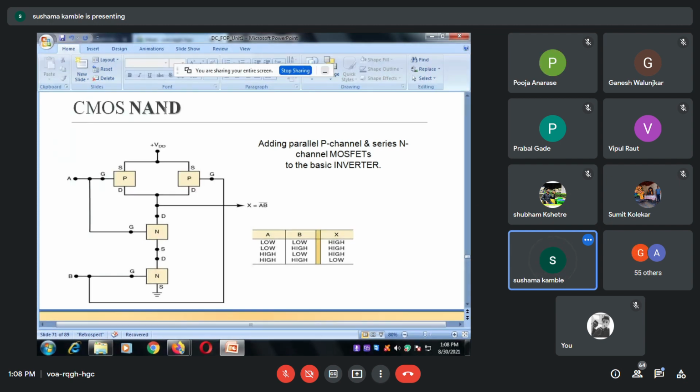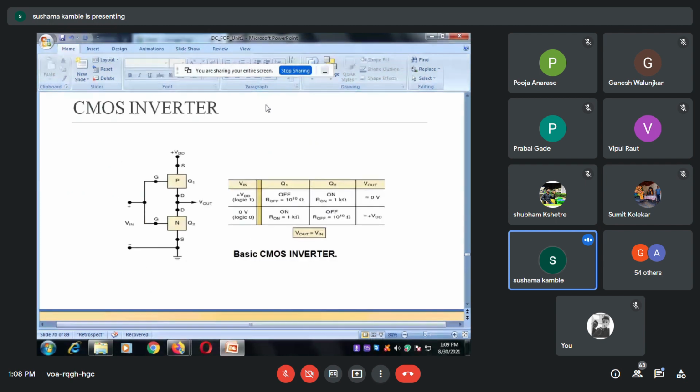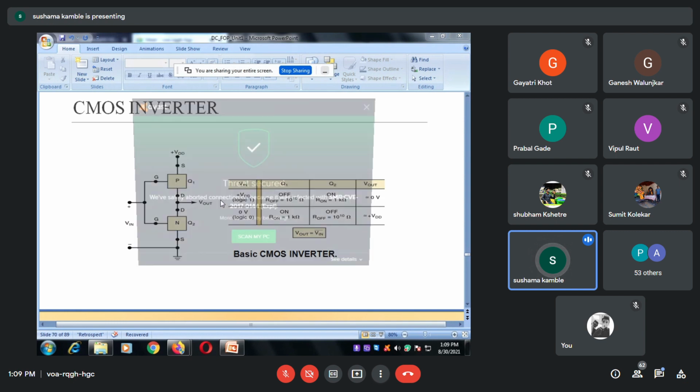कंफ्यूज हो रहा है क्या? Tell me, this inverter circuit, okay? Do you have one question that how you are getting output as high or output as low? ये समझ में आया कि आपको आउटपुट हाई क्यों मिल रहा है, कब मिल रहा है और लो कब मिल रहा है?